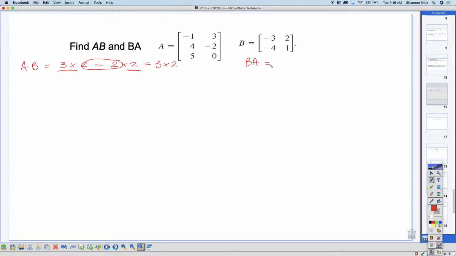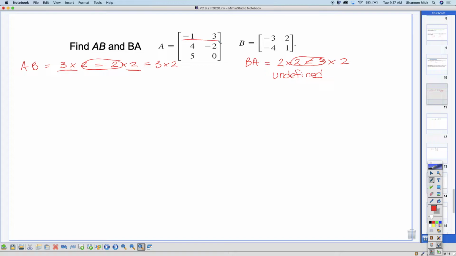So BA, what are the dimensions of B? 2 by 2. And the dimensions of A are 3 by 2. So they're not equal, so circle it. It's not, so the answer is undefined. Did you tell me why it's undefined? Now I'm going to tell you that's only going to happen like once. So if you get them all undefined and go, ooh, that was the easiest test ever, you did it wrong, right?